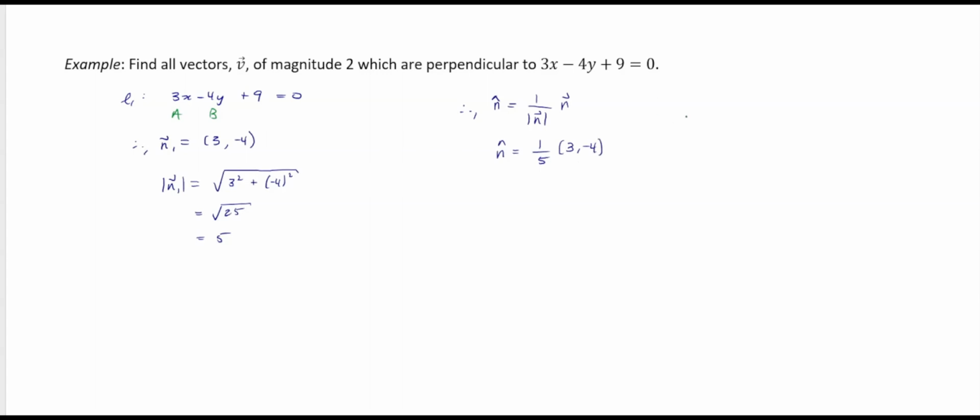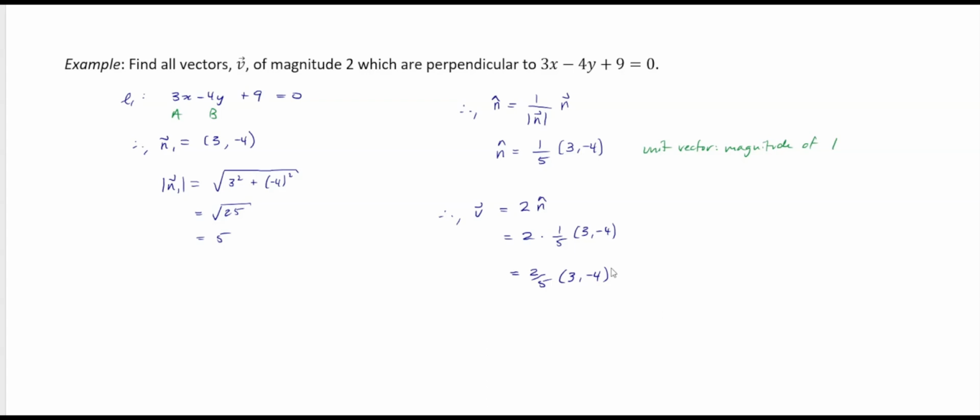So n cap is equal to 1 over 5 times n, and n is (3, -4). What you should remember is that this is a unit vector, which has a magnitude of 1. But I actually don't want a magnitude of 1. I want a magnitude of 2. So v is just going to be the unit vector times 2. So 2 times 1 over 5 times (3, -4), which is equal to 2 over 5 times (3, -4).